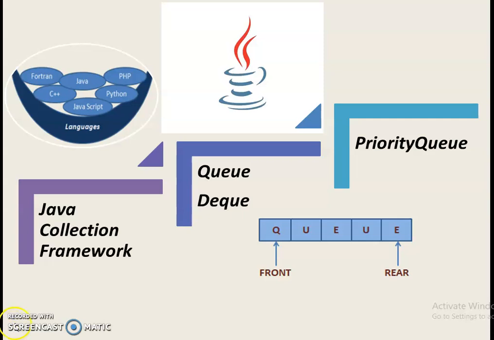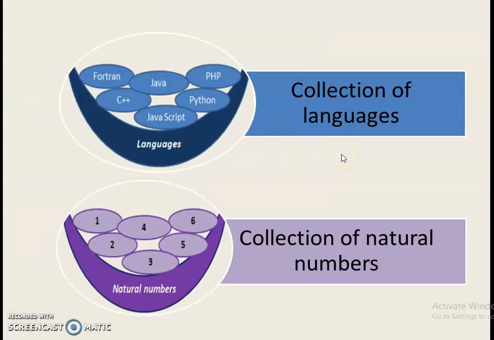So let's begin. A collection is like a container that contains a number of elements in a single unit. Here you can see we have a language container containing a number of languages. We can add more languages to it, or we can remove any language from it, right? In similar fashion, we have these natural numbers. We can add more numbers to it, or we can remove any number from it, right? So we can perform various operations on a collection.